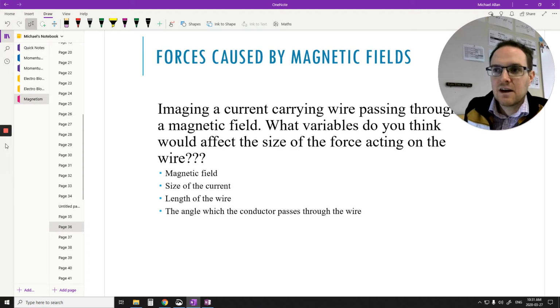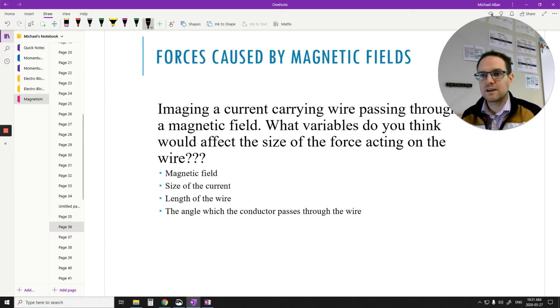All right, so sometimes it's hard to actually get a free moving particle through space. Most of the time when you talk about particles or charges moving, they're trapped within a wire. So what's actually happening within a wire? We have this current carrying wire, it's passing through a magnetic field.